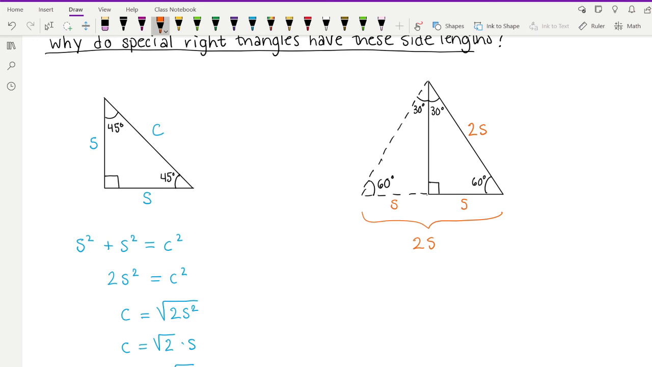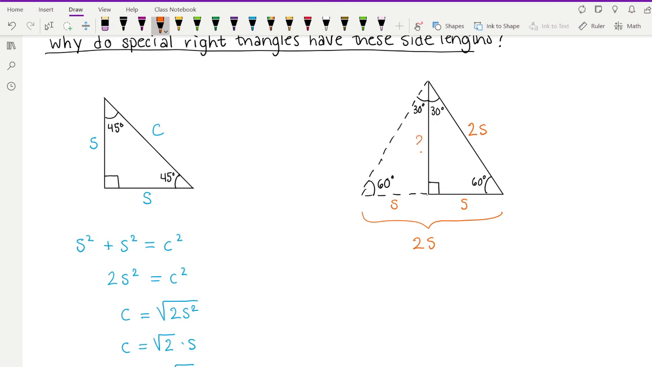So why is it that the hypotenuse is 2 times the shortest side? It's because if you were to stick 2 of these next to each other, then you would see that the shortest side is actually half of the length of the hypotenuse. And then how do we find this remaining side? We have this extra triangle drawn here, but really we don't care about the extra triangle. We just care about this missing side, right?